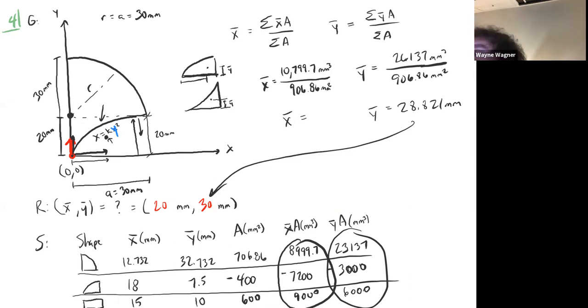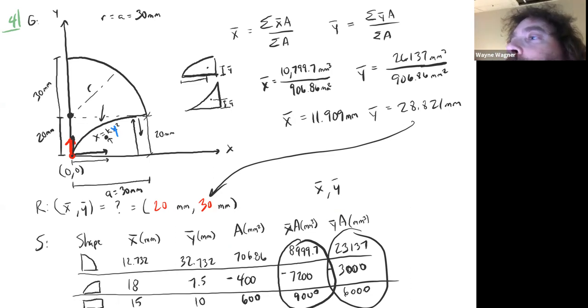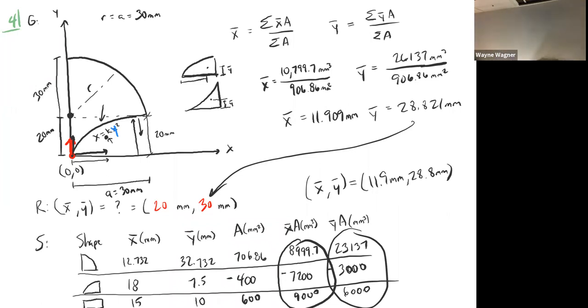Okay, X bar: 10,799.7 divided by 906.86 equals 11.909 millimeters. So X bar, Y bar equals 11.9 millimeters, 28.8 millimeters. Okay, so this guess, not so good.